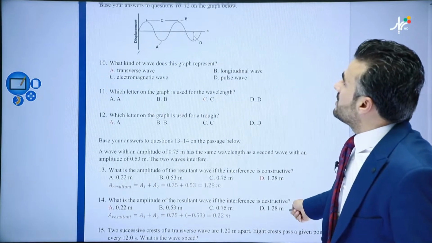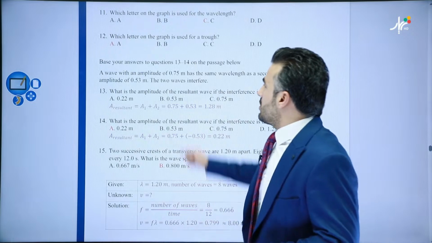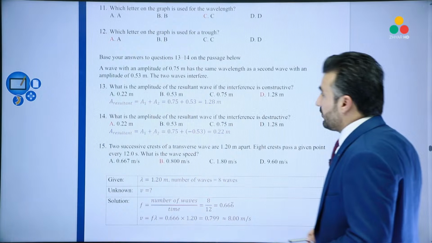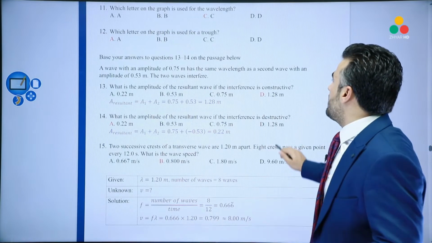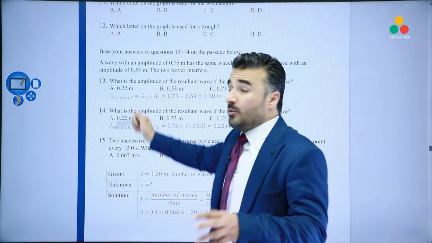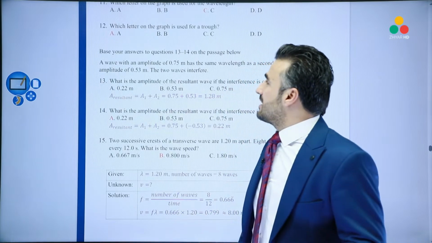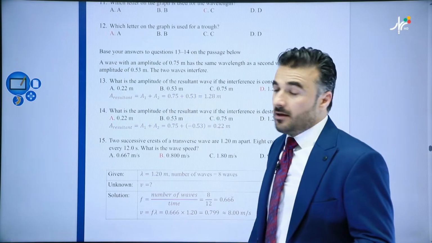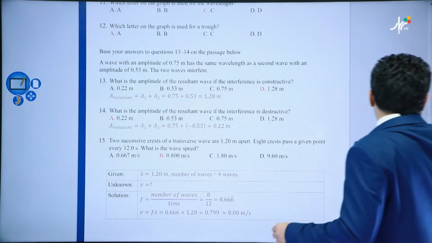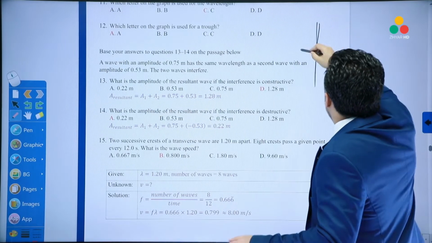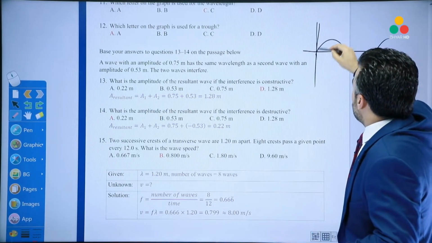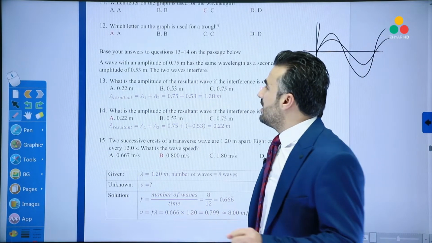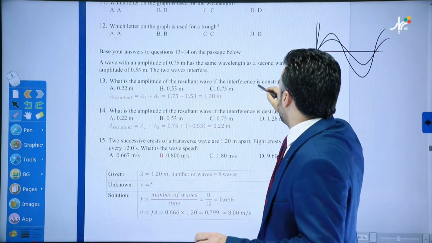All right, base your answer to questions 13 to 14 on the passage below. We have a wave with an amplitude of 0.75 meter that has the same wavelength as a second wave with an amplitude of 0.53 meter. The two waves interfere. So we have two waves, and they have the same wavelength but different amplitude. When we say same wavelength and different amplitude, that is going to be a wave like this, let's say. This is one wavelength. The other one, for example, has a bigger amplitude than the other one, but they have the same wavelength. It says, what is the amplitude of the resultant wave if the interference is constructive?